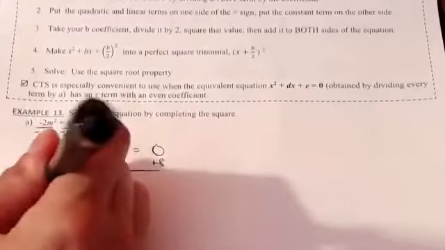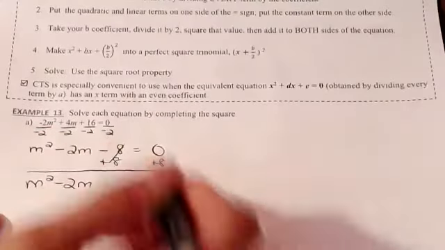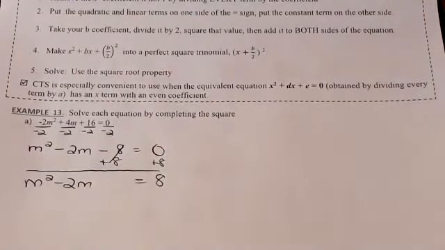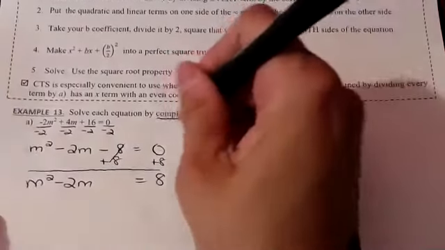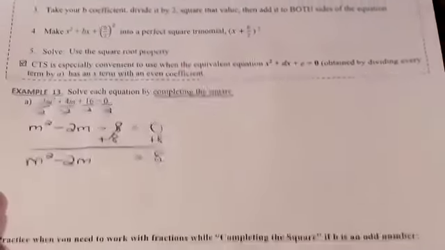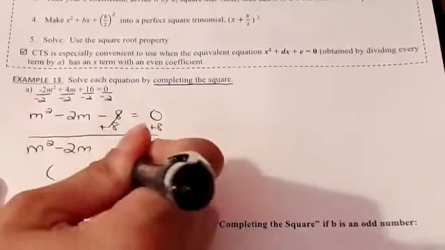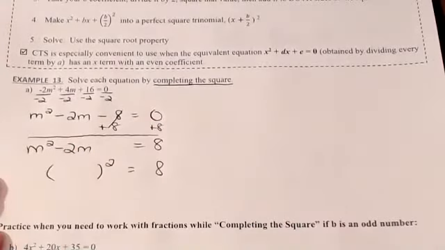That gives us m squared minus 2m with a gap is equal to 8. I like leaving that gap there because it's a hint. Oh, I know what I got to do next. I got to complete the square. So when we think of the process of completing the square, let's write out the parentheses with the square on it. Let's keep the 8 there.